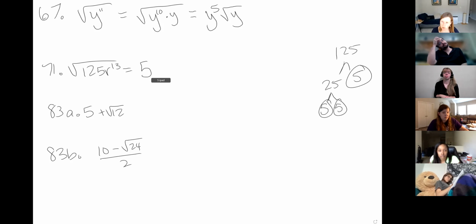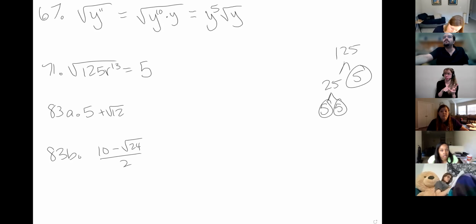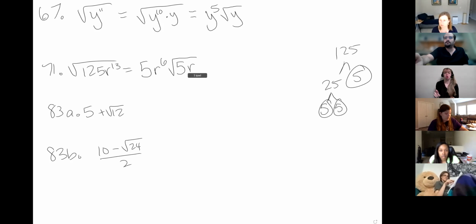Okay. And then what about the R? I have 13 R's. So think about how many pairs that is. So would you be left with 6? Good. Yeah. So R to the 6 outside because there'll be 6 pairs. And then is there an R left? Yes. So it'd just be R. 5R. Yeah, because there was a 5 left and there was a single R left.